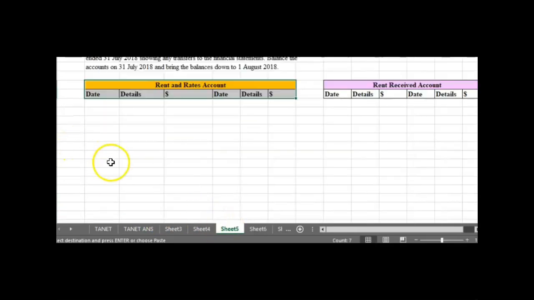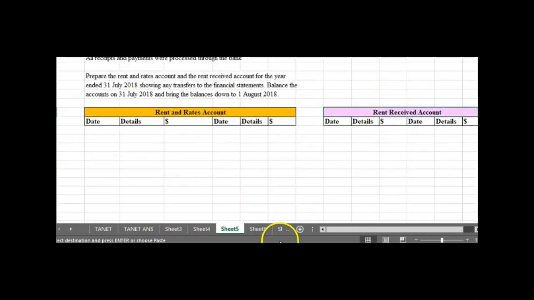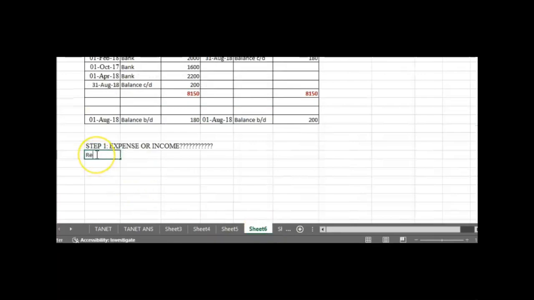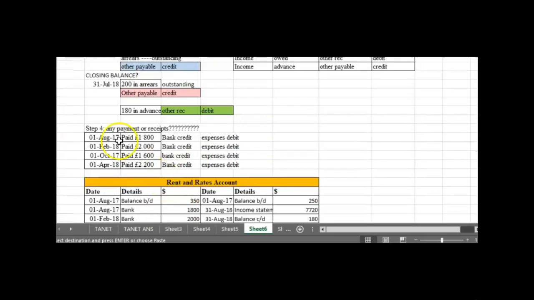Now we move on to the rent income account. We start with the same steps. In step 1, we figure out that the account is an income account, as the question says rent received account. Rent received means it is an income. Step 2 is the same, as the accounting year is the same.